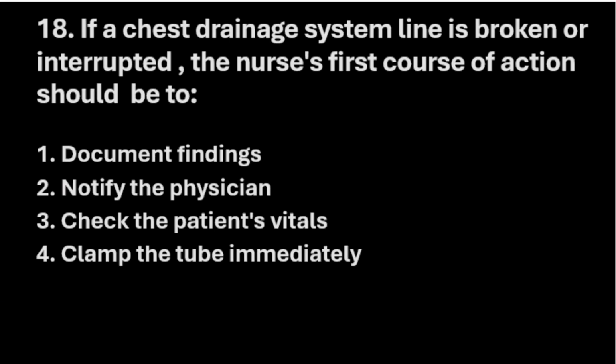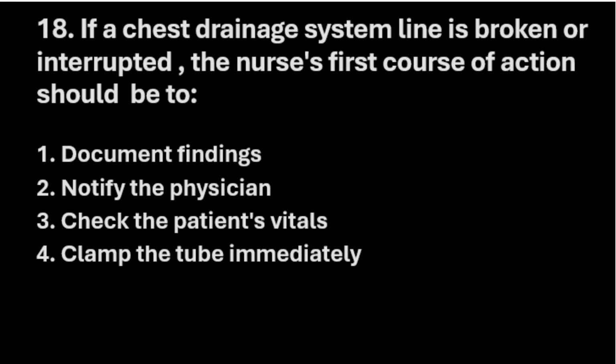Next question. If a chest drainage system line is broken or interrupted, the nurse's first course of action should be option 1, document finding, option 2, notify the physician, option 3, check the patient's vitals, and option 4, clamp the tube immediately. These are the kind of questions with priorities, so you have to see which is the first priority action.